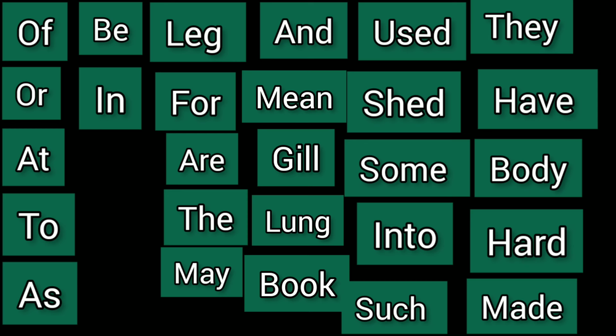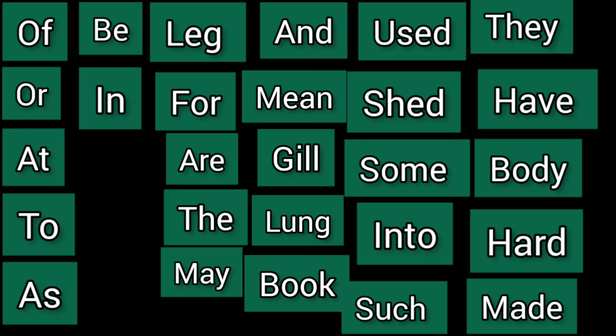Leg, for, add, may, end. Again, leg, for, add, may, end.